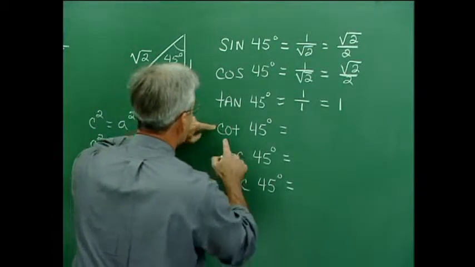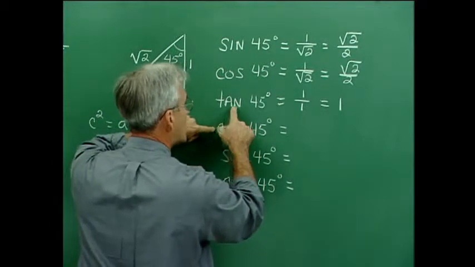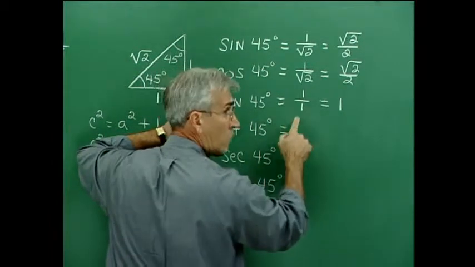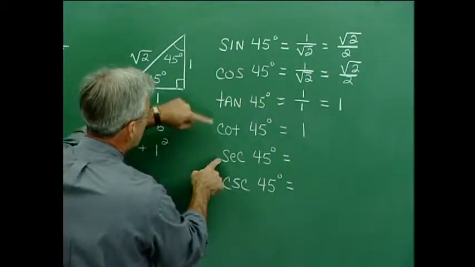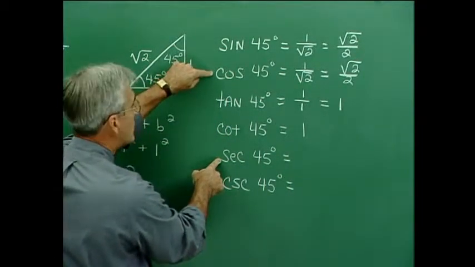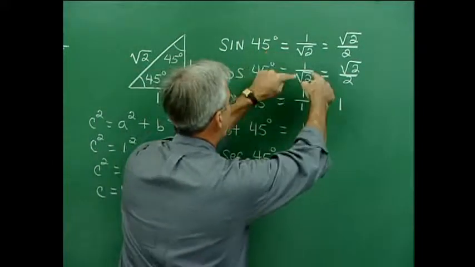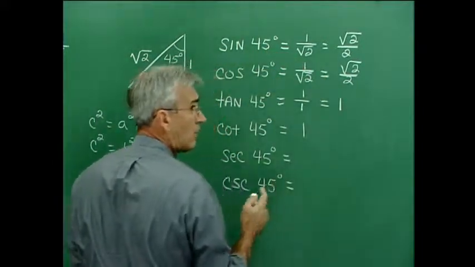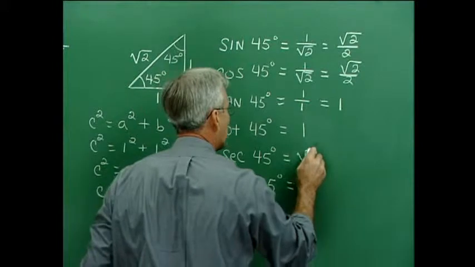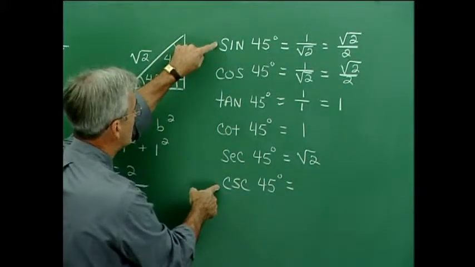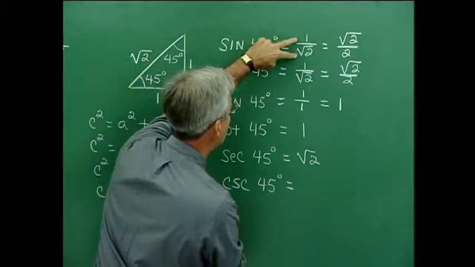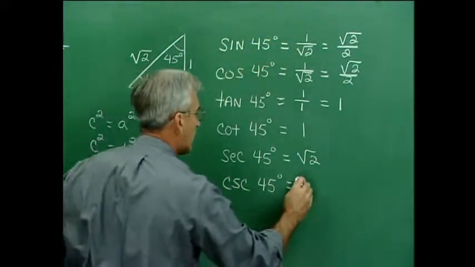Now, for the cotangent, secant, cosecant, we just look at reciprocals. The cotangent is the reciprocal of tangent, so that would be 1 over 1 as well, or simply 1. Secant 45 degrees is the reciprocal of cosine, so flip this over, and it would be simply the square root of 2 over 1, the square root of 2. And then cosecant and sine are reciprocals, so the reciprocal of 1 over square root of 2 is the square root of 2.